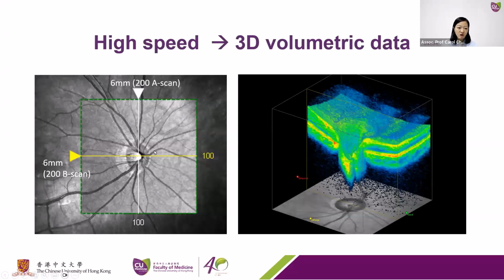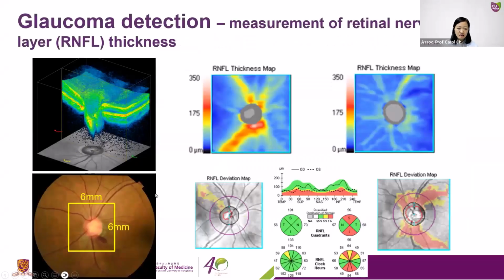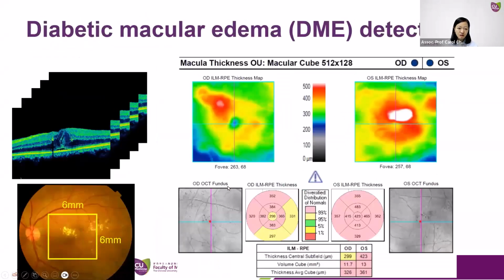In tertiary care, OCT is widely used to identify and manage eye diseases in eye clinics. For example, glaucoma, which is characterized by thinning of retinal nerve fiber layer thickness and optic disc cupping. Measurement and assessment of retinal nerve fiber layer thickness by OCT is now commonly used to detect glaucomatous optic neuropathy for diagnosis and management of glaucoma.